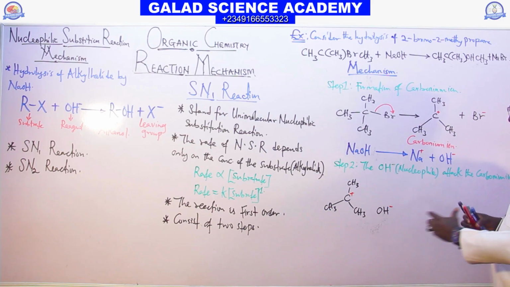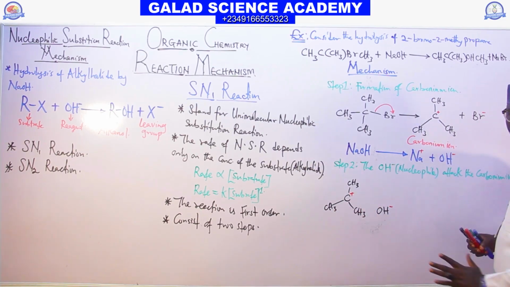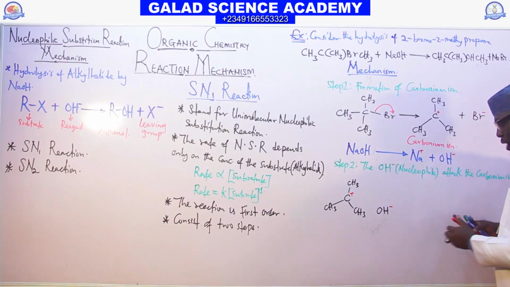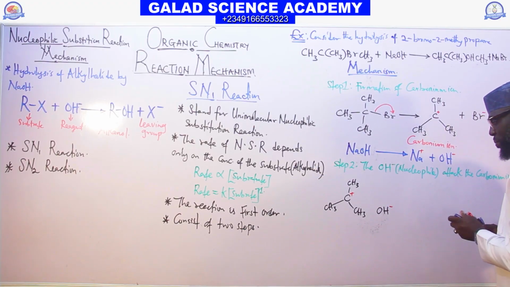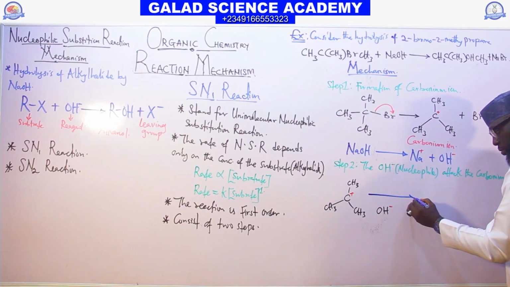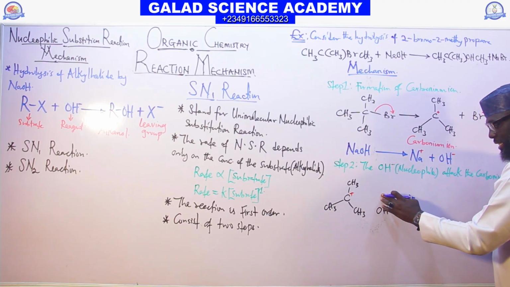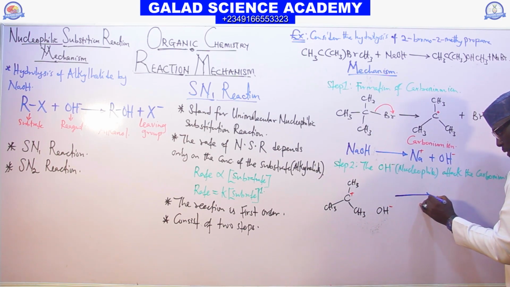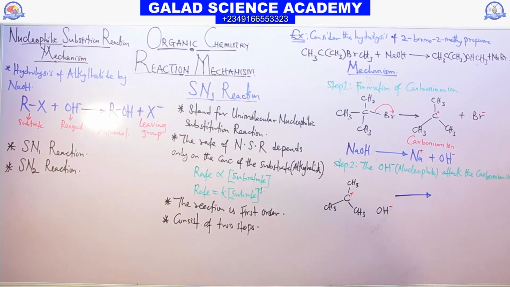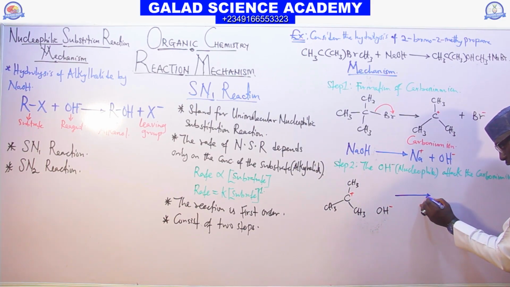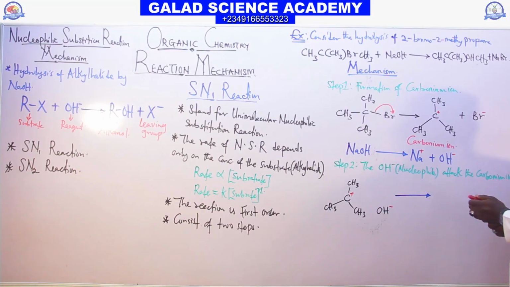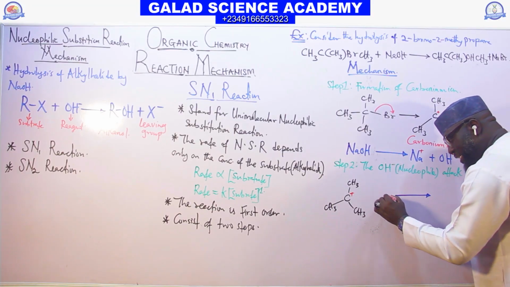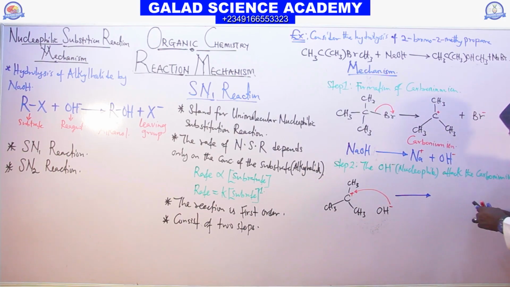I've said it several times that the carbonium ion is unstable. This OH is also unstable. As a result of that, the OH will find means to react itself to the carbonium ion, because the two of them are unstable. As a result, this OH will attack the carbonium ion here. When it attacks the carbonium ion, what is the product?